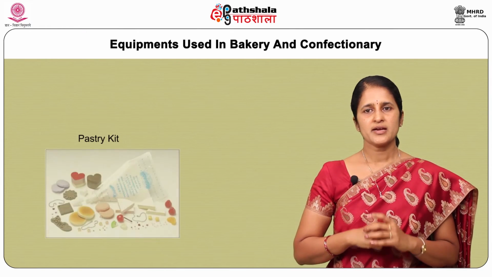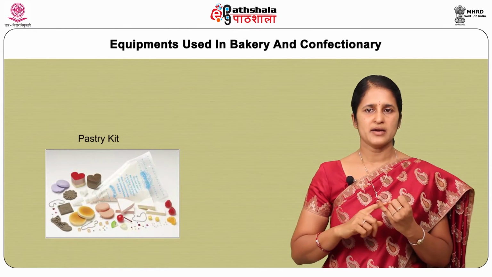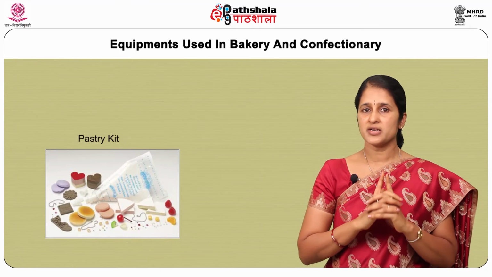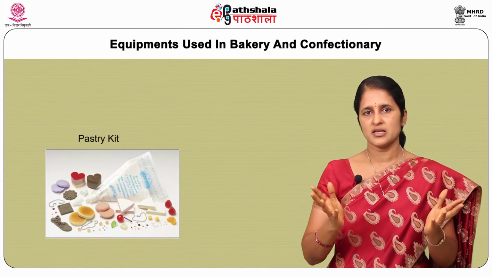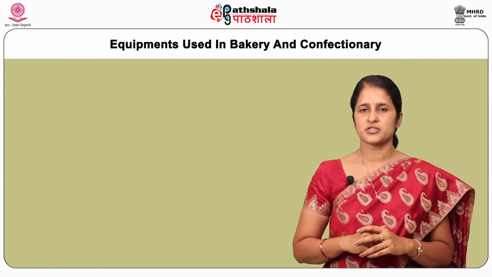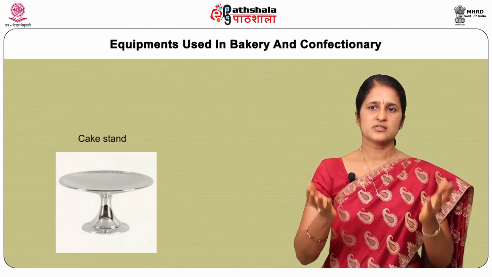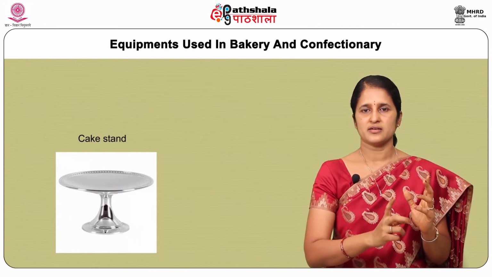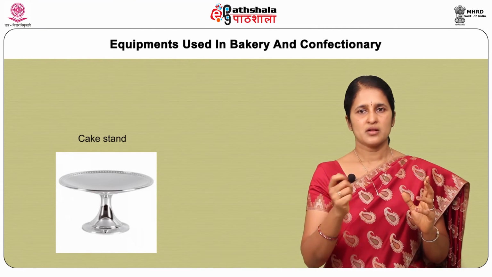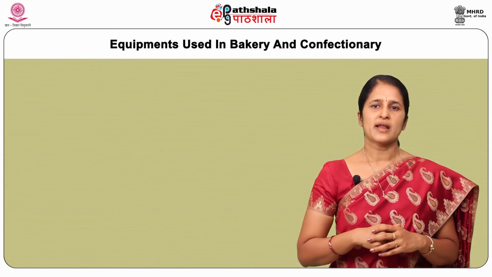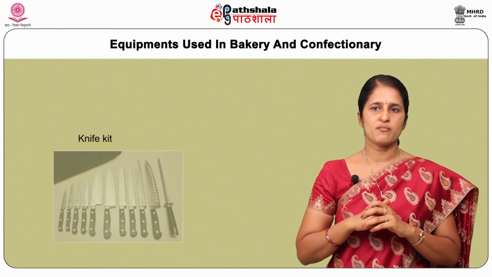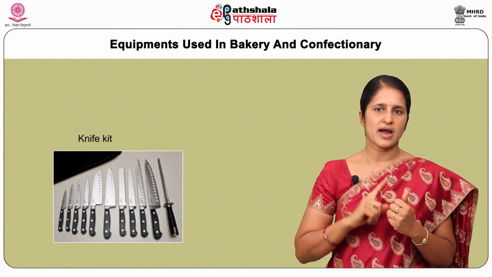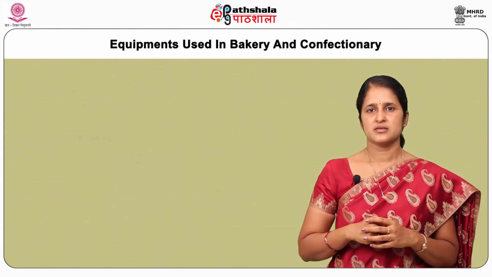Pastry kit. It comprises of pastry bag and different sizes of nozzles and other decorative equipments. Especially it is very useful for icing or decorating a baked product. Cake stand. It is used as a base to decorate the different cakes on a revolving stand. So it will be flexible. We can do it very easily. Knife kit. It comprises of bread knife, paring knife, chef knife, palette knife, icing knife and peelers.